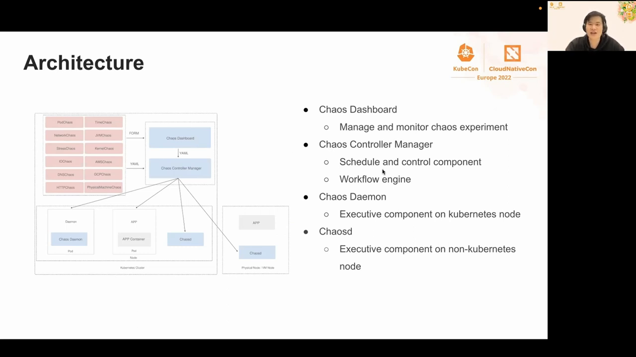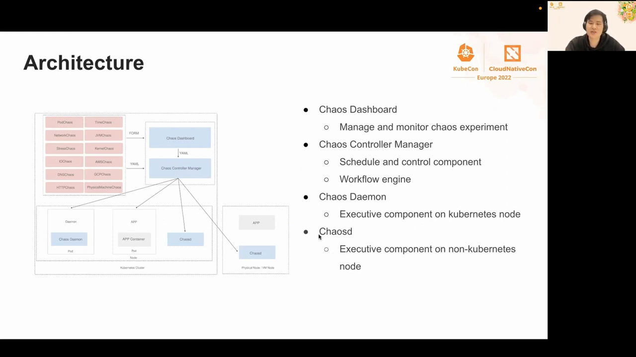The second is the chaos controller manager. It is the core component, and it is used to schedule and to manage the chaos deployments. This component also includes a native workflow engine. And chaos daemon is the executing component, and it runs as a daemon set and is deployed on every Kubernetes node.